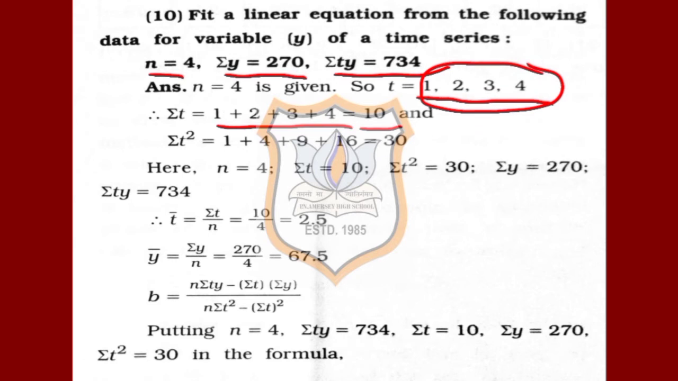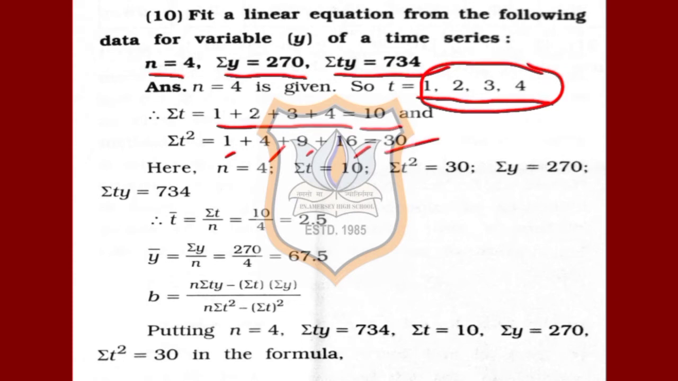Now the next step is to find sigma t square. How we will find sigma t square? Square the values of t and then add. So 1 square will be 1, 2 square is 4, 3 square is 9, 4 square is 16. Now add the values 1 plus 4 plus 9 plus 16. So 16 plus 9 is 25, 25 plus 4 is 29, 29 plus 1 is 30. So sigma t square is 30.